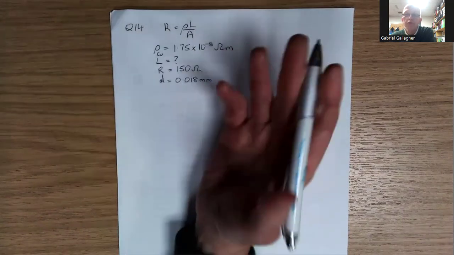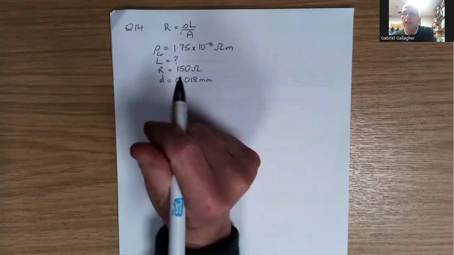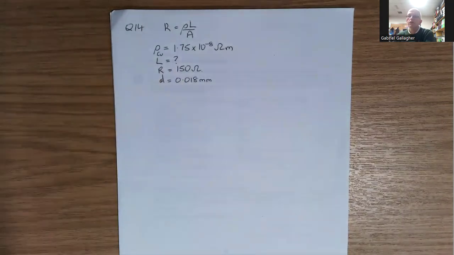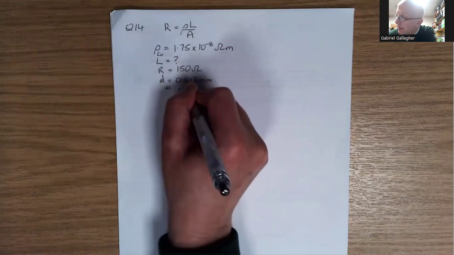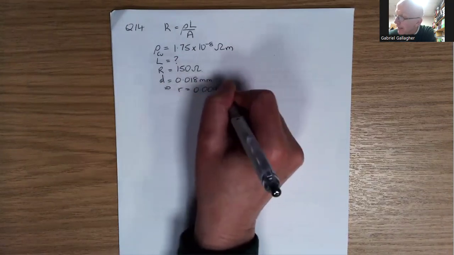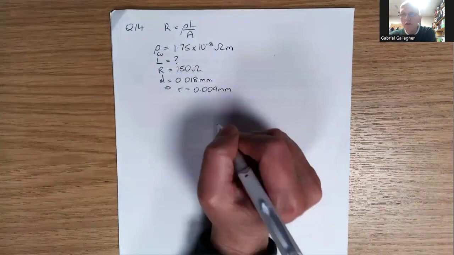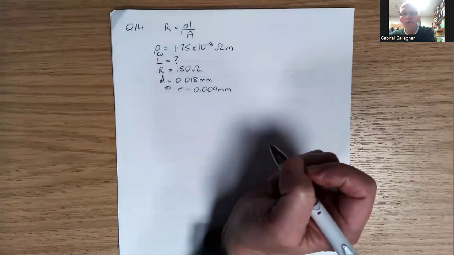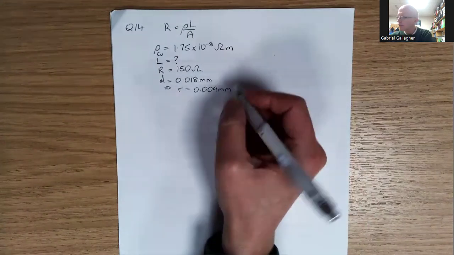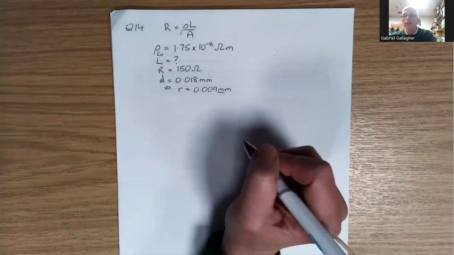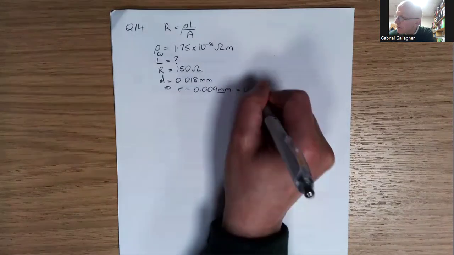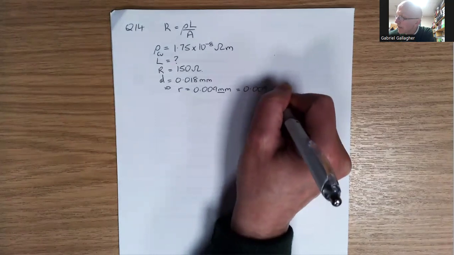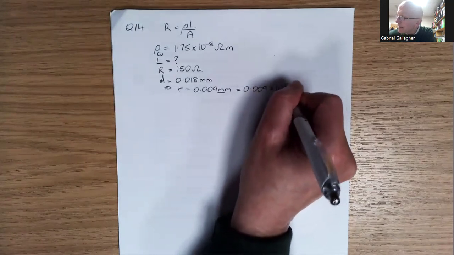We tend to work out the area of the cross section of a wire, which is a circle, in terms of a radius, pi r squared. So the diameter is that, and the radius is half of that, 0.009 millimeters. Of course, millimeters is not the unit we want to use for lengths. If we're working in the SI system, we need to change the milli. The easiest way to do that is to write milli as times 10 to the minus 3 meters.